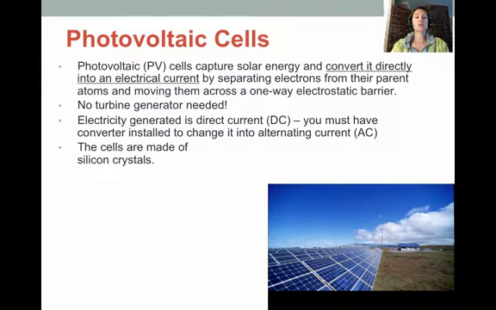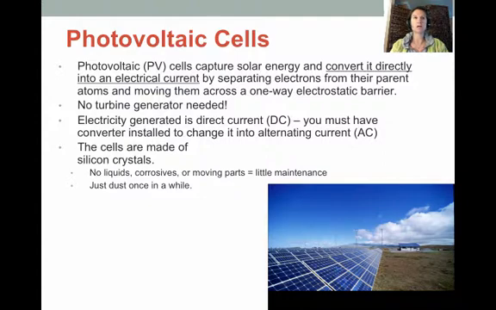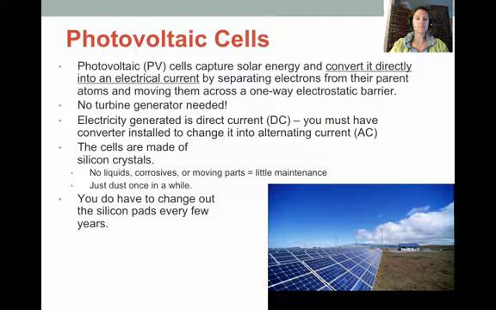These panels are made out of silicon crystals. Silicon is a man-made substance, and it does have some fossil fuels in it that we use. So you do have to consider the footprint used in generating these. But there's no liquids, no corrosives, and no moving parts, so there's little maintenance. All you really have to do is dust them off once in a while, hose them down, and make sure that there's not a dust layer on there, because that reduces their effectiveness. And then every few years you do have to get them changed out because they do wear down after a while. So that's the other idea.